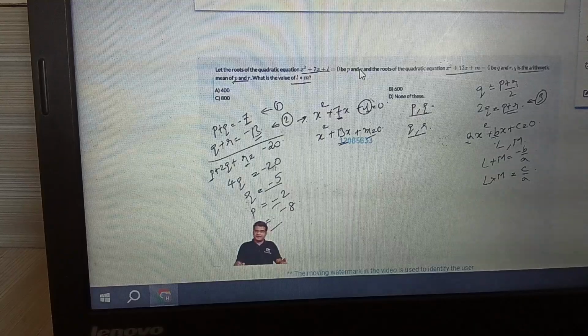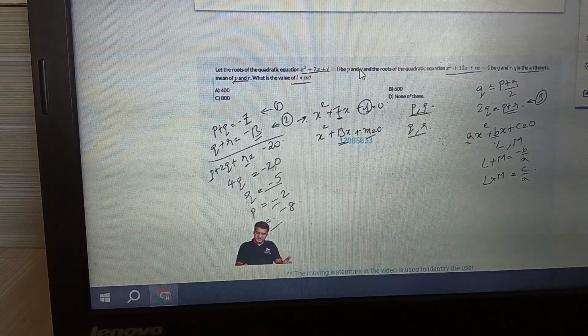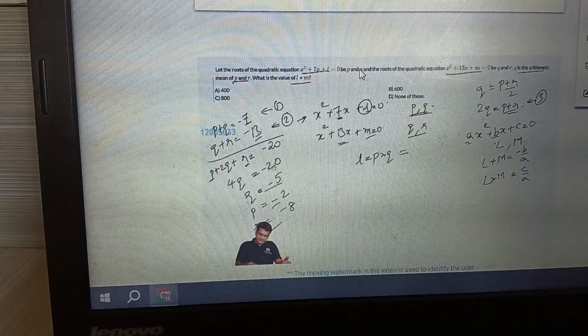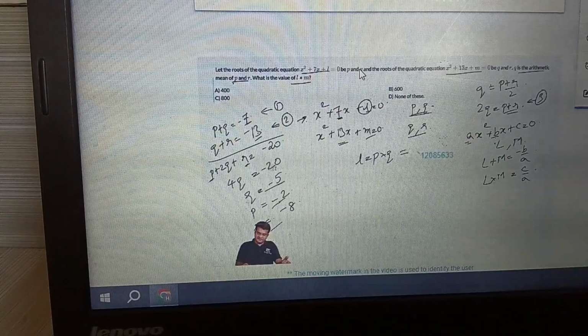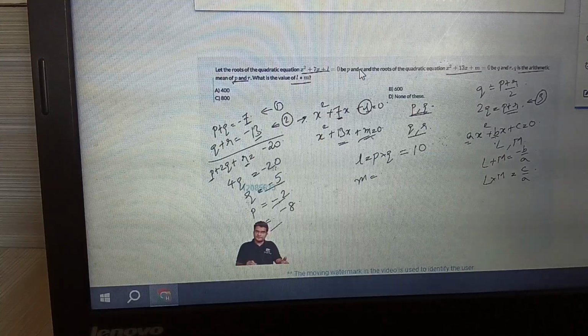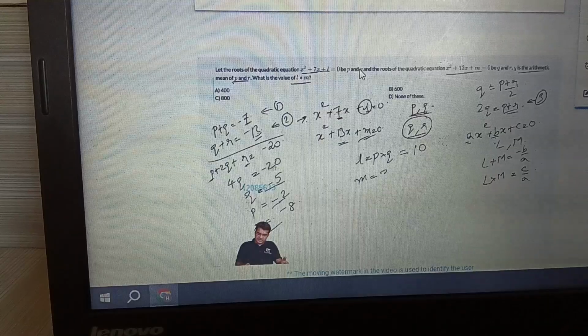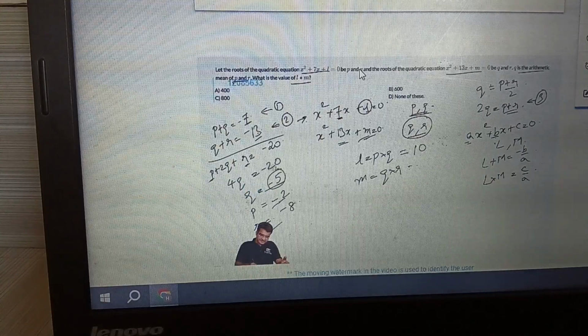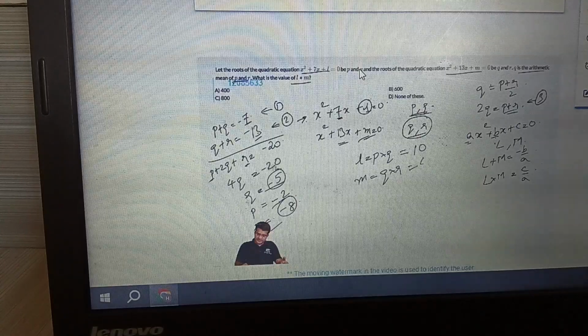What is the value of L? L is the product of the roots P and Q, so L is equal to P into Q, which is equal to minus 2 into minus 5, which is 10. Similarly, in the second equation, M is the product of the roots, so M is equal to Q into R, which is equal to minus 5 into minus 8, which is equal to 40.